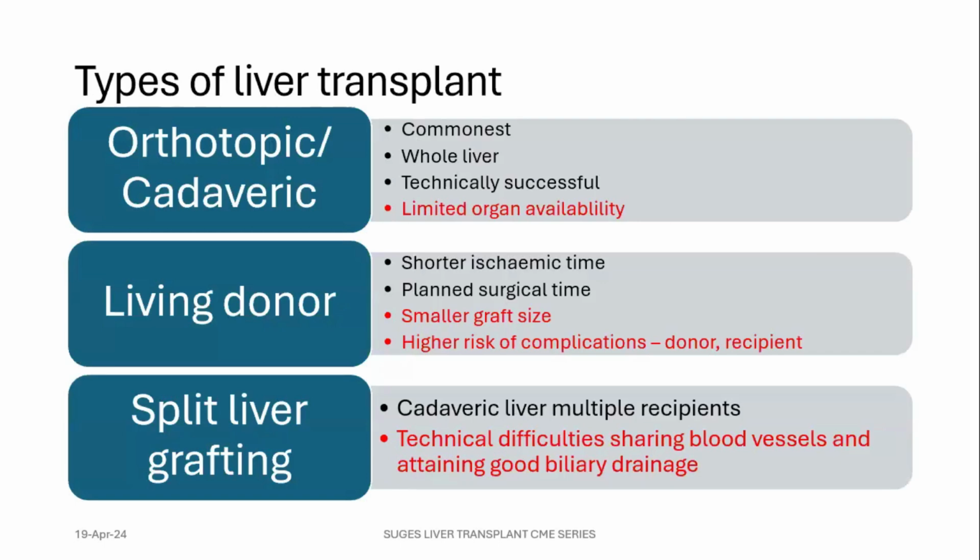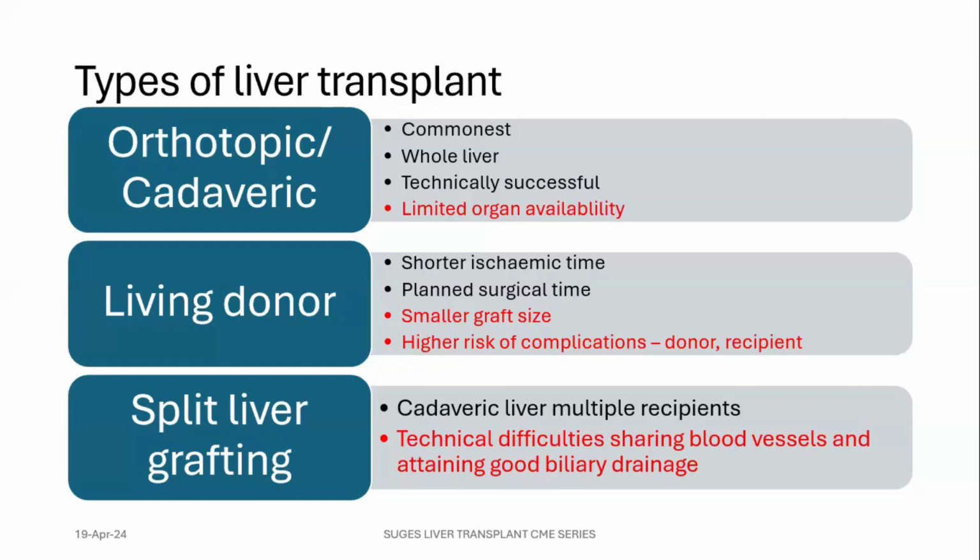Another overview is about the types of liver transplant. We have the orthotopic or cadaveric. This is the commonest type of liver transplant. Cadaveric means it's got from a deceased person, and you take the whole liver of that person and you put that whole liver into the recipient. It's usually technically easier and more likely to be successful. However, the challenge is that you have limited organ availability. You have to have donors, and that can be one of the challenges with organ donation and transplantation, especially for liver transplant.